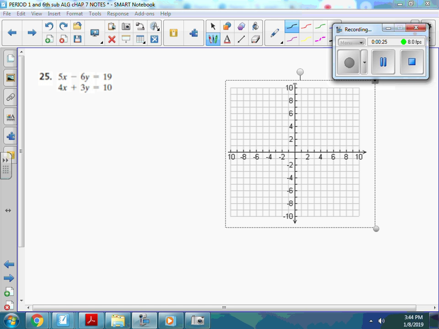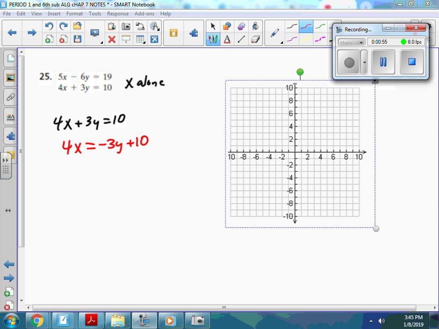So what you're going to do is, let's look at the second equation, and let's get x by itself. In the second equation, I want x by itself, so let's send 3y over to the other side. So I'll get 4x equals negative 3y plus 10. So send it to the other side by subtraction.